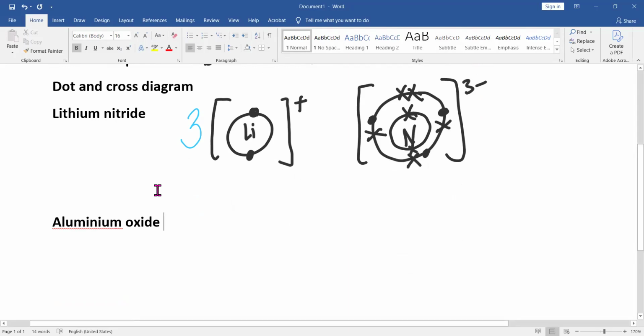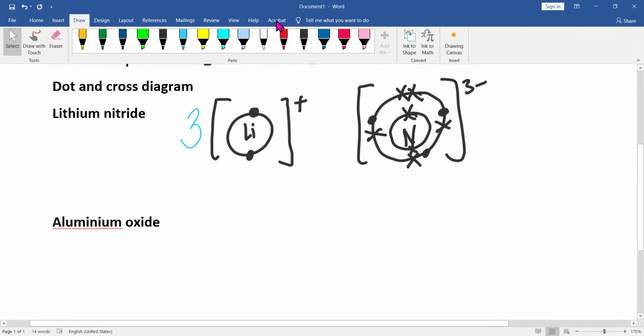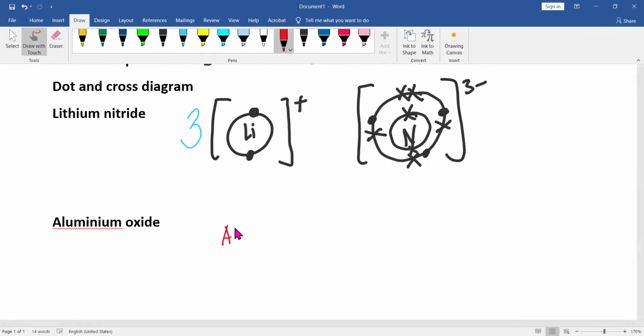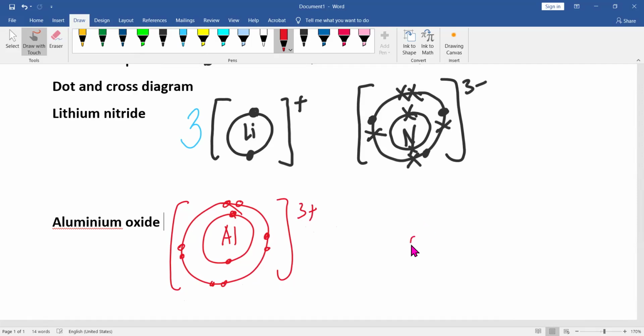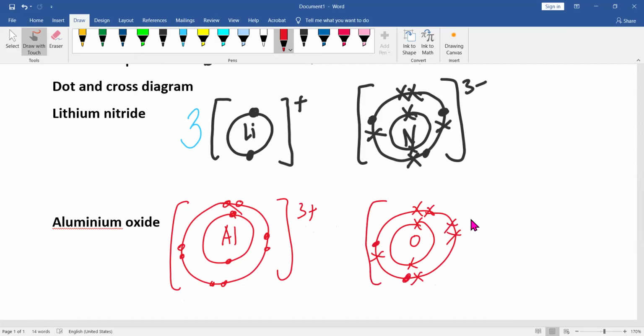Okay, ready? So now, aluminium is 2,8,3, right? So it becomes 3 positive, right? Oxide is 2,6, right? Okay, how many aluminium and how many oxygen?